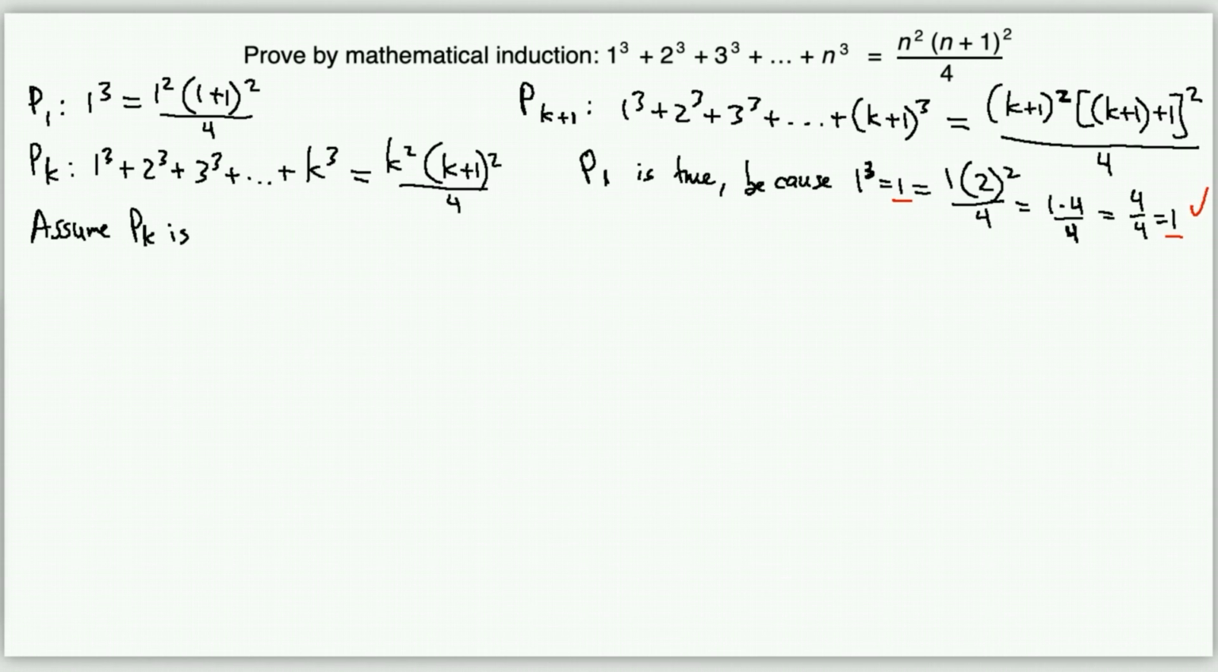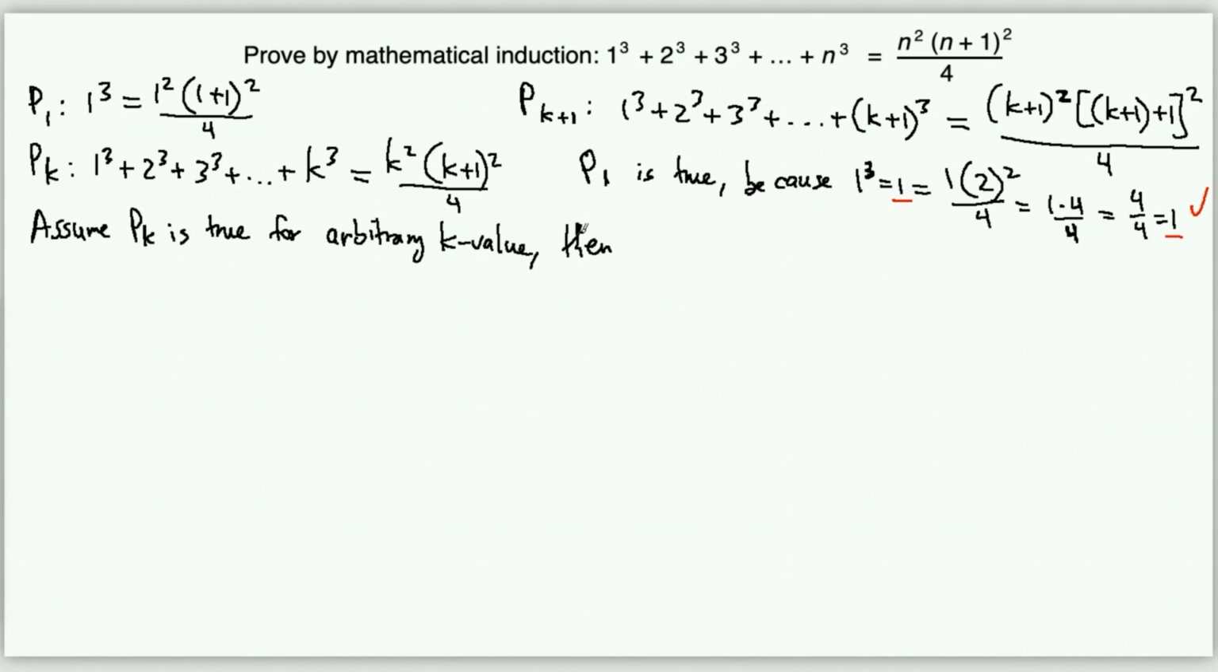So I get Pk is true for arbitrary k value, right? So k acts just like the n here. N is going to be a natural number or a whole number. In this case, k is going to be some natural number, right? So for arbitrary k value.